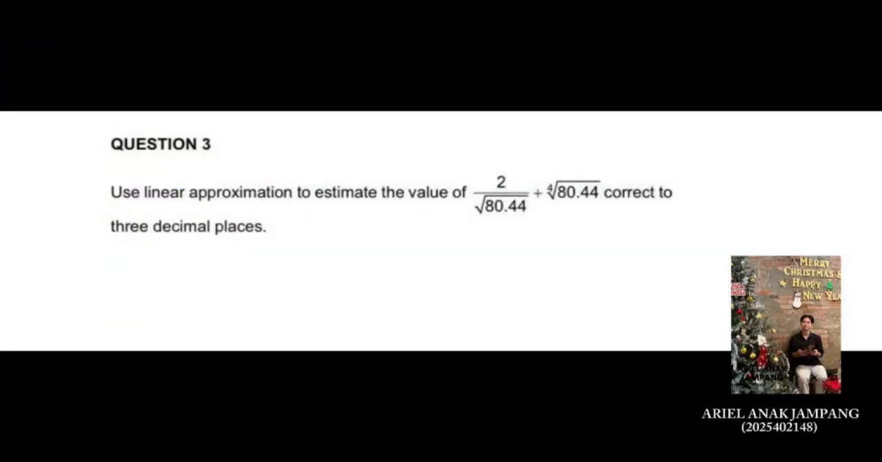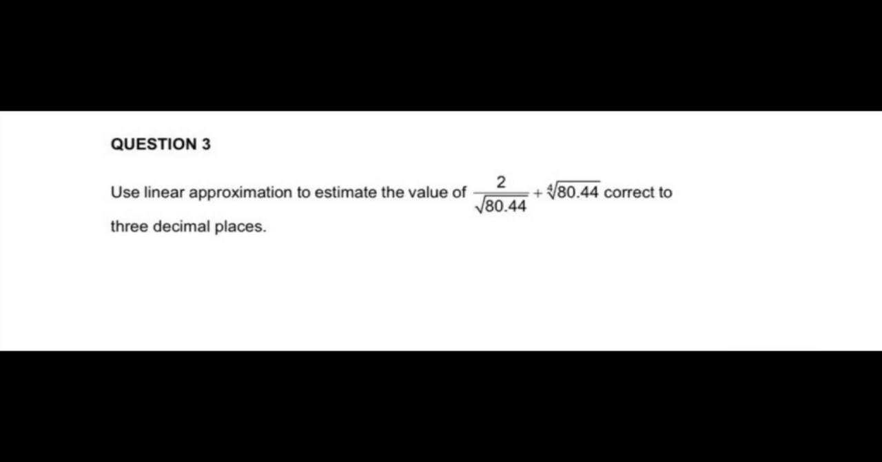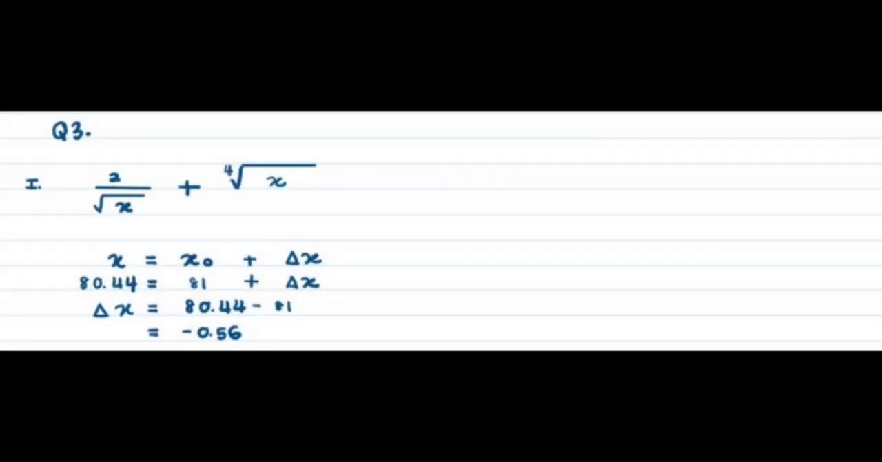Question 3. Use linear approximation to estimate the value of 2 over square root 80.44 plus the fourth root of 80.44 correct to 3 decimal places. First step, copy back the question but replace the 80.44 with x, then find the value of delta x. x will be 80.44, whereas x0 is 81, since the closest number to 80.44 is 81. Then calculate as usual, and delta x is equal to negative 0.56.